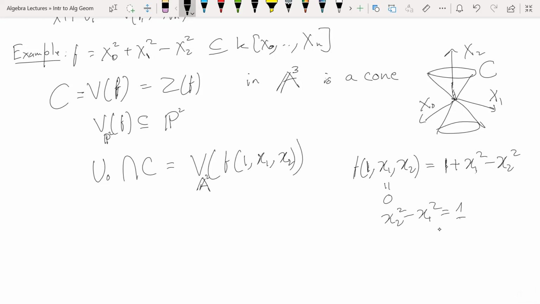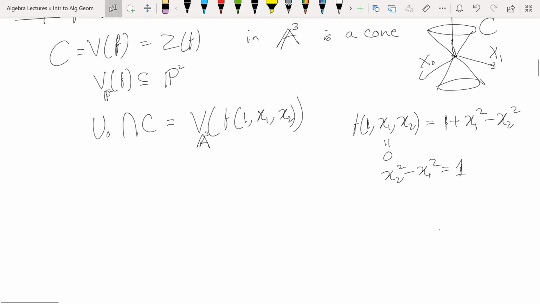So it looks like a hyperbola if you ensure that x0 is 1. If you look at the affine open piece of P2 where x0 is non-zero, then it looks like a hyperbola.